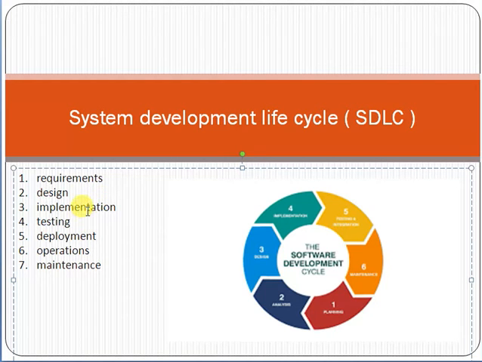The other phase is implementation. Implementation phase means the implementation of a module. This is an example of the implementation phase. Then the testing phase, then production deployment, and after production deployment the operation team will get involved, and then the maintenance will start. So as a whole, this is an example of the system development life cycle, or SDLC.